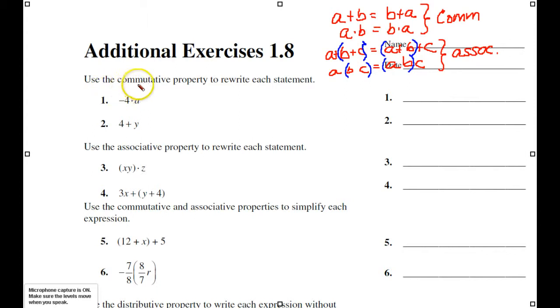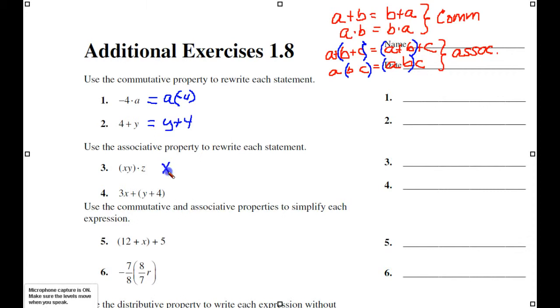So here they want us to use the commutative property to rewrite. Well, we're just going to switch things around. We're going to say A now times -4. And then here we're just going to switch them around. We're going to go Y first plus 4. So these are sort of easy, and what they mean to do is to tell you that it's okay to do that. It's legal.